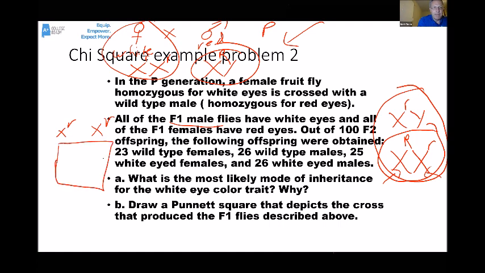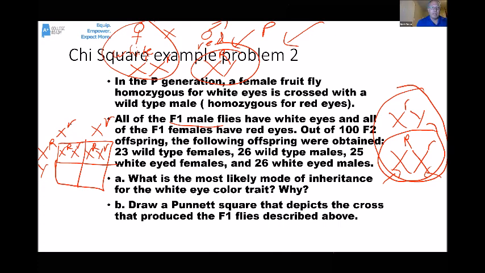And then dad was X big R and Y. So when we cross these guys, this one turns out to be X big R, X little r, X big R, X little r. What does that tell us about every F1 female? They're all red, right? Because they got the big R.